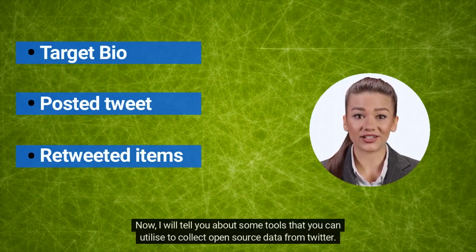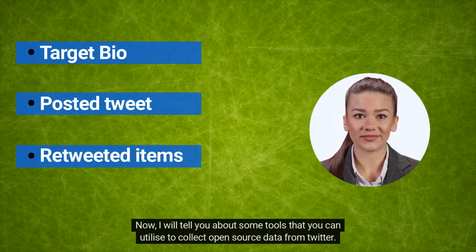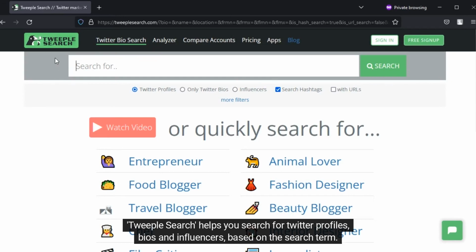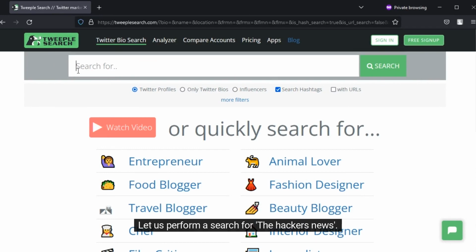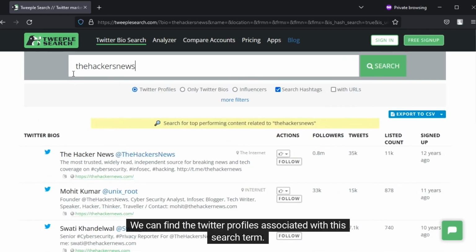Now, I will tell you about some tools that you can utilize to collect open source data from Twitter. Tweeple Search helps you search for Twitter profiles, bios and influencers, based on the search term. Let us perform a search for the Hacker's News. We can find the Twitter profiles associated with this search term.